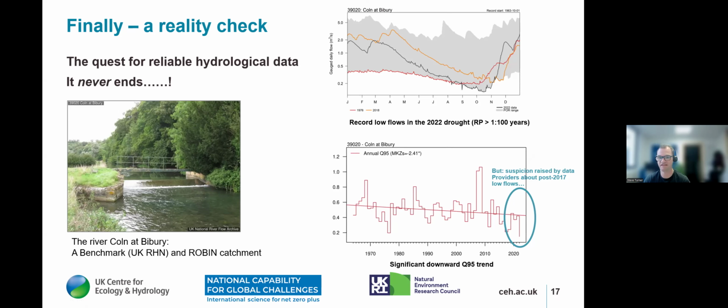But since then, the data providers have raised suspicions about the low flows post 2017. So perhaps we've got a significant downward trend in the Q95 flows. So perhaps it's a constant thing to keep on top of. We can't just add the data to the data set. There needs to be a regular review, to make sure that we're keeping on top of the data and we're not allowing any anomalies to creep in.